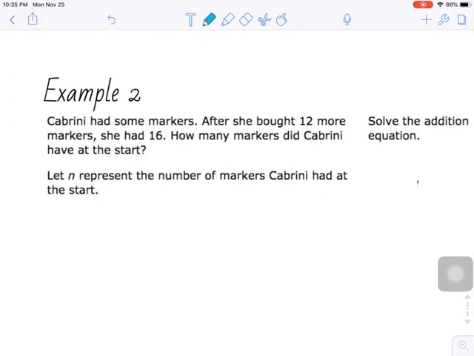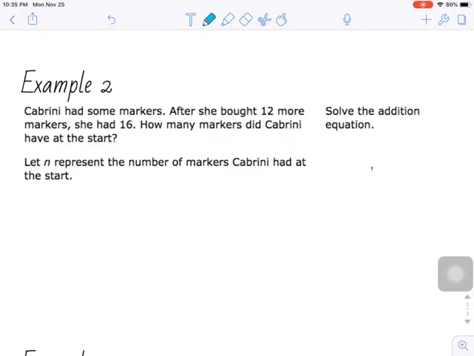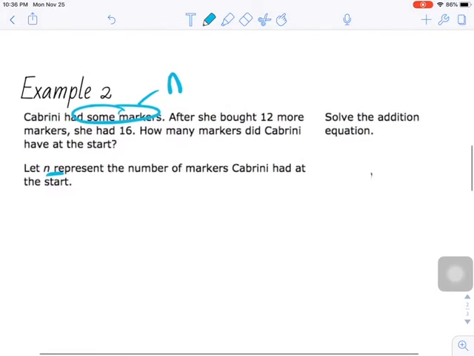Example 2, Cabrina had some markers. And remember, we see that word "some." We don't know what that is. We can use any variable for some. I'm going to do M, or actually it says to use N down here, so I'm going to use N. So Cabrina had some markers. After she bought 12 more, she had 16. How many markers did Cabrina have? And it says let N represent the number of markers she had at the start.